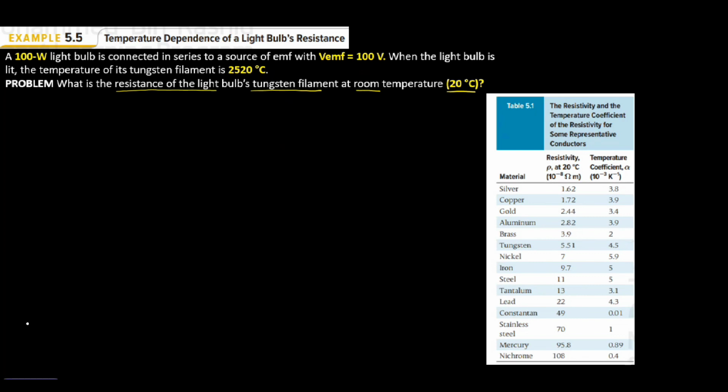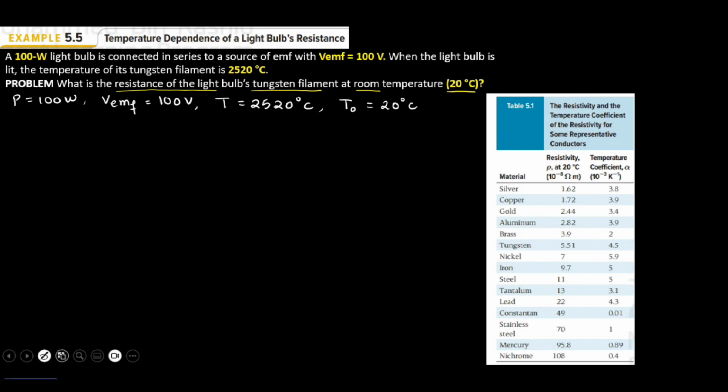Let us first write down what is given to us. We have the power P, which is 100 watt, VEMF 100 volt, and the temperature of the tungsten filament 2520 degrees Celsius, and the room temperature. We will denote the room temperature as T0. We need to find what is the resistance of the filament at the room temperature. So let the resistance of the filament at room temperature be denoted by R0.